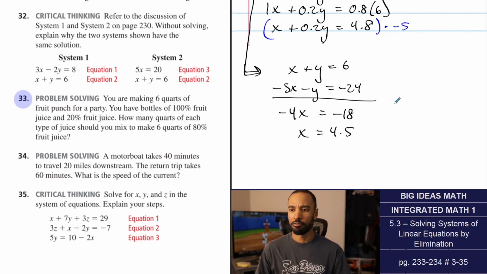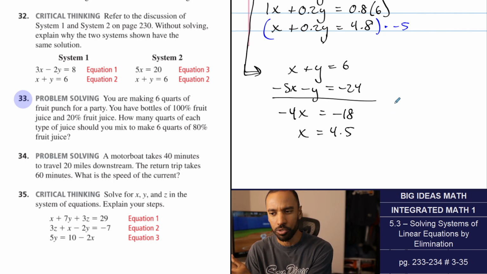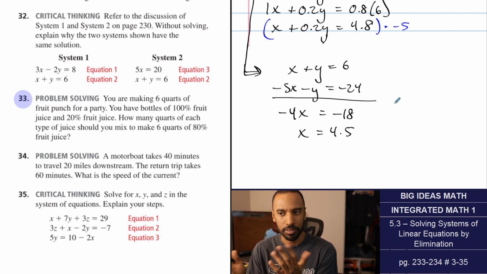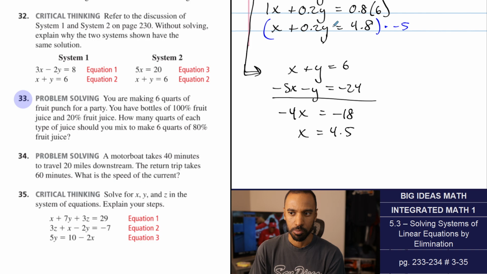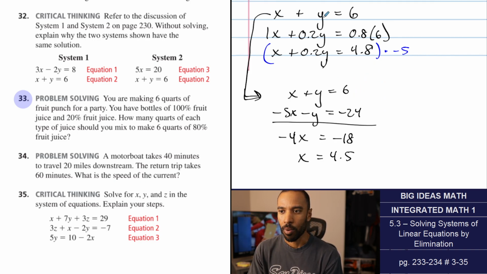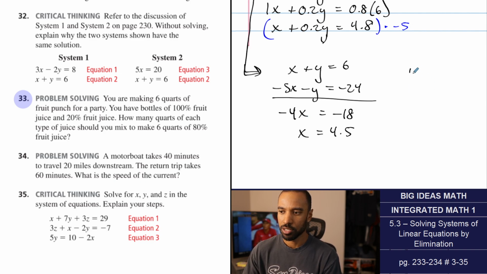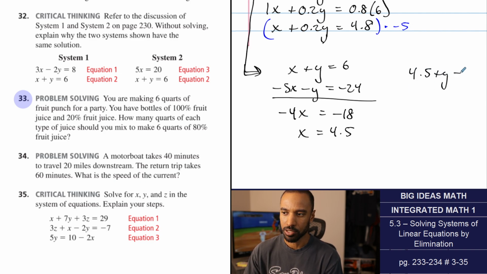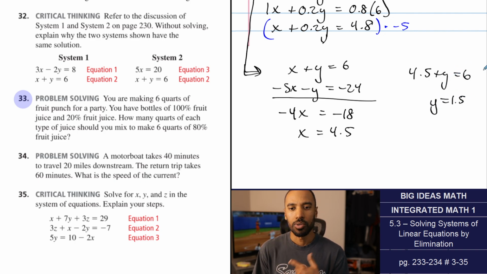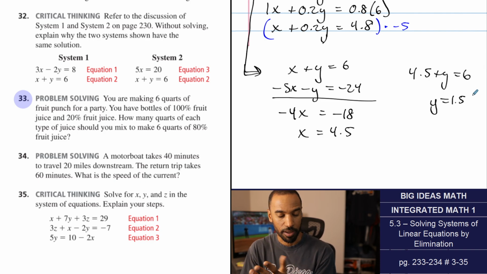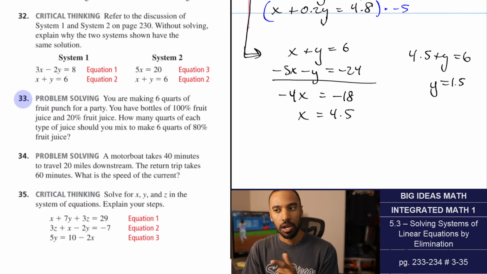So I'm getting 4.5 quarts of the 100% fruit juice from that. At least it's a decimal, but it's a clean decimal. I anticipated a decimal, really, when you have decimal stuff here. So I'll believe it for now, but 4.5. Solving for y, x plus y equals 6, 4.5 plus y equals 6. I thought this was the critical thinking question. So y is 1.5. So to me, you need 4.5 plus 1.5 is 6. And we'll see if that actually works.